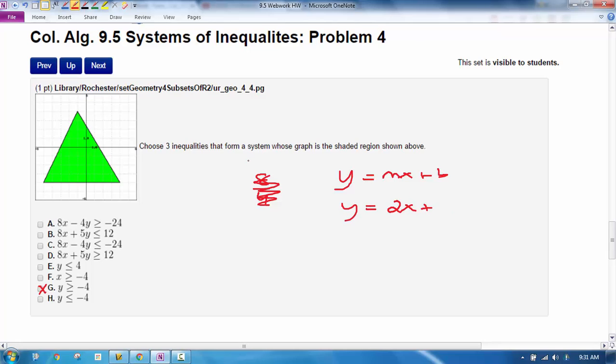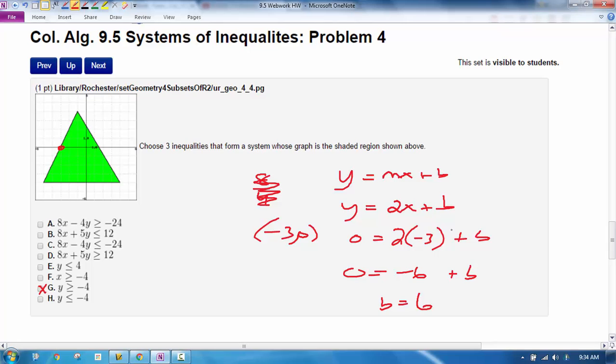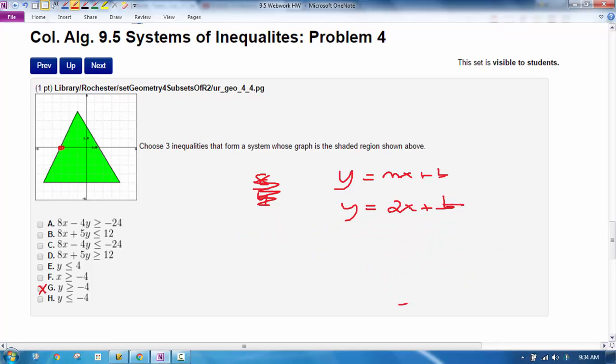Now I don't know what the y-intercept is, but I do know this point right here, which is the point negative 3, 0. So I'm going to use negative 3, 0 and plug it in in order to find b. So it'd be 0 equals, and this would be negative 6. Add 6 to both sides, you get b equals 6. So my equation becomes, if I plug b back in here, is this equation. But they have them in standard form. So first of all, let me figure out what the inequality is. This is the line right there. It's the equation for it.